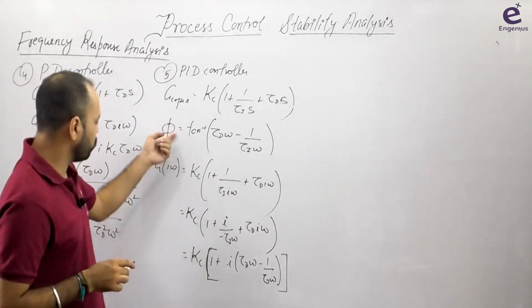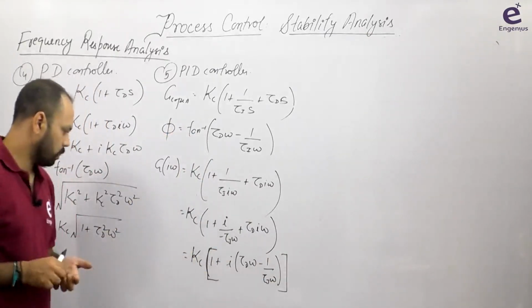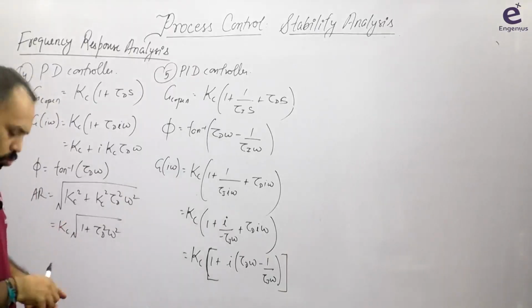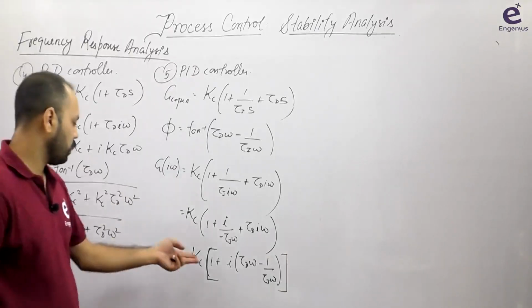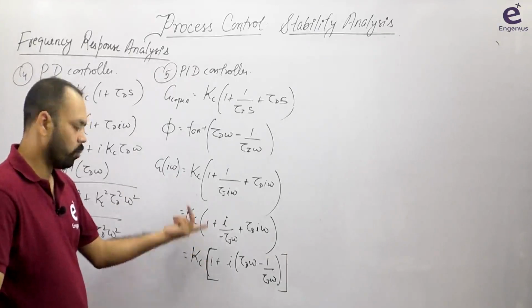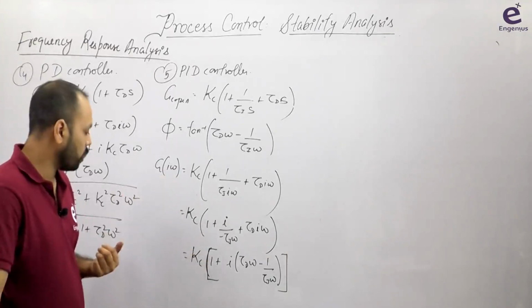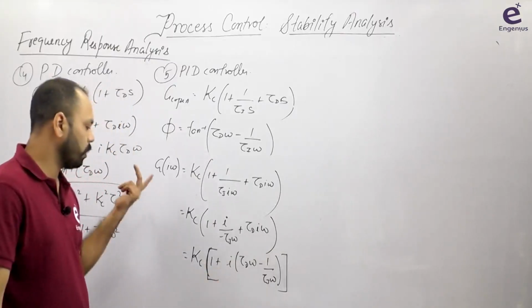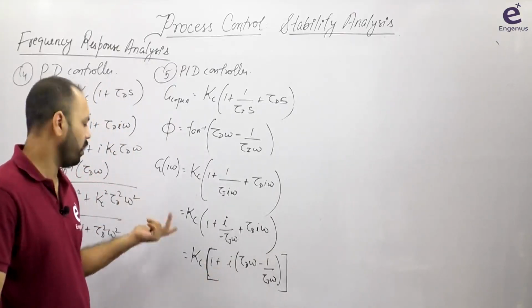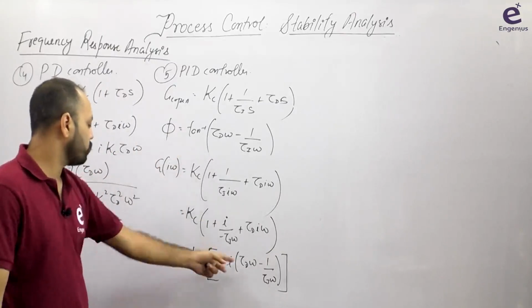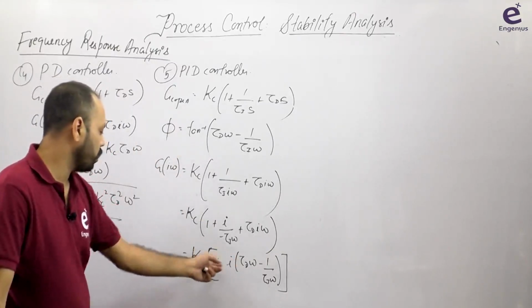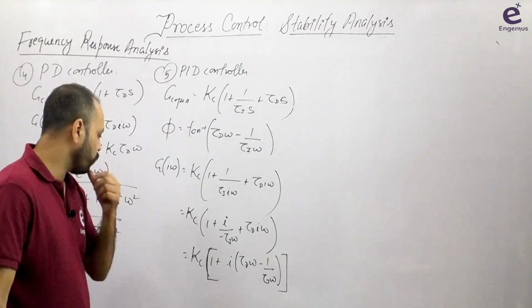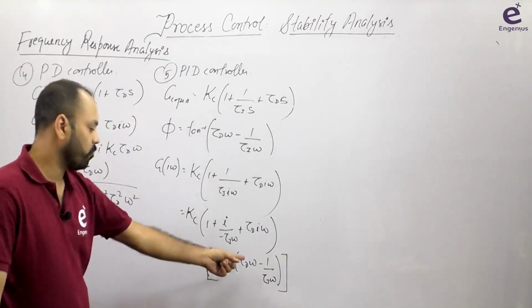What else? You can see here only. Phi will be tan inverse. In which quadrant does it lie? In which quadrant? 1 plus this. We don't know in which quadrant it lies because it depends upon the magnitude of tau d and tau I. So let us assume that it is in the first quadrant, or let us just write tan inverse of this by this, right? This part, imaginary part by real part. So Kc will be cancelled and tan inverse of tau d omega minus 1 by tau I omega.